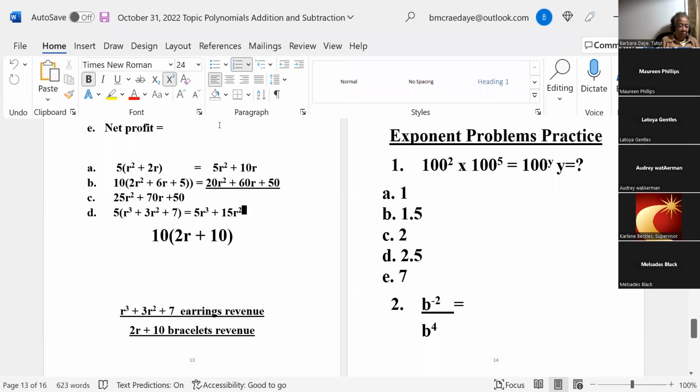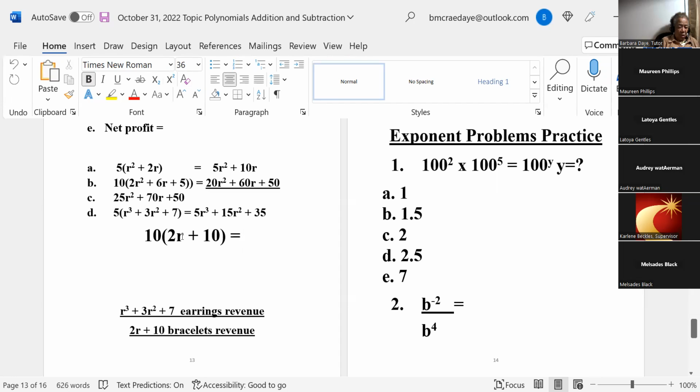And what's 5 times 7, Maureen? 35. That's it, plus 35. So we've got the earrings revenue. Now, what's 10 times 2R plus 10, Maureen? Plus what? 10 times 2R plus 10 for the 10 bracelets. 10 times 2R is what?